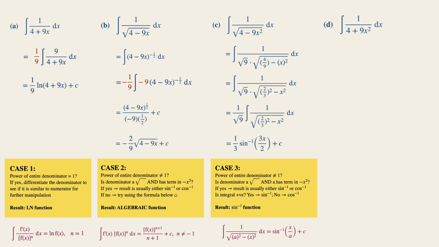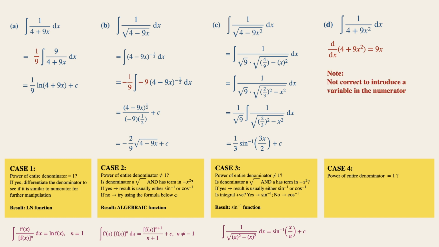Now in case number 4, we have the power of 1 for the entire denominator, and it does seem like it's going to give us a ln expression again. Now if we try to differentiate the denominator, it gives us 9x. But look at the numerator. We can introduce a 9, but we cannot simply introduce a variable x. So this doesn't give us a ln result, but it gives us a tangent inverse instead.